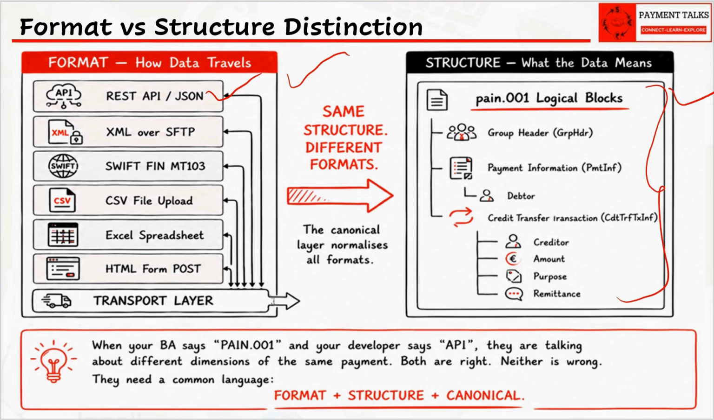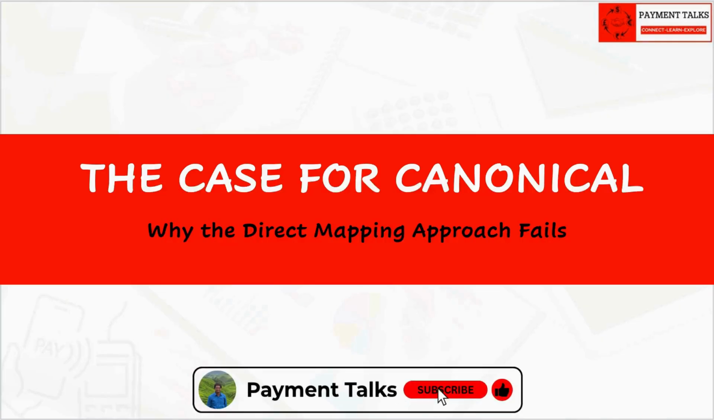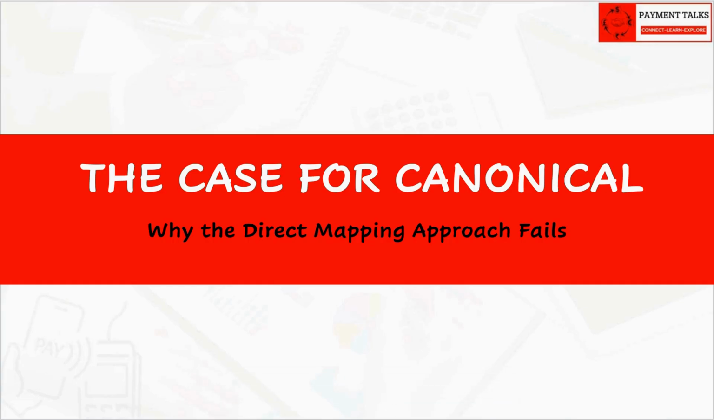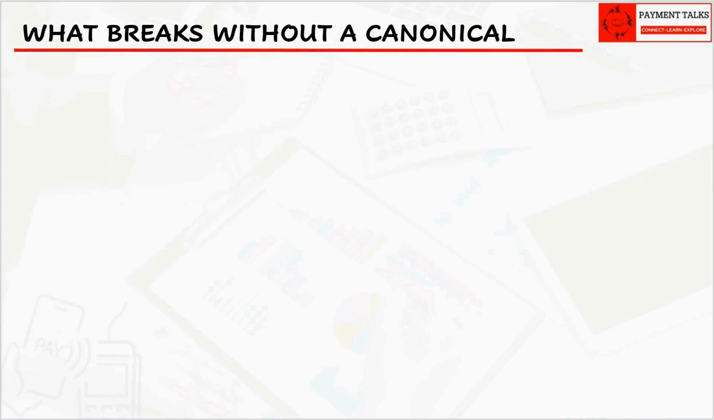If you do not name this distinction, your parsers get hard coded to a format. The next channel arrives. The parser does not know what to do with it. What should be two weeks of adapter work becomes a two month rebuild. Now that we understand the channel and format problem, let me answer the question every BA asks when I propose adding a canonical layer. The question is, why not just map Pain.001 directly to Pacs.008? We have the ISO mapping tables. Why add a canonical layer?